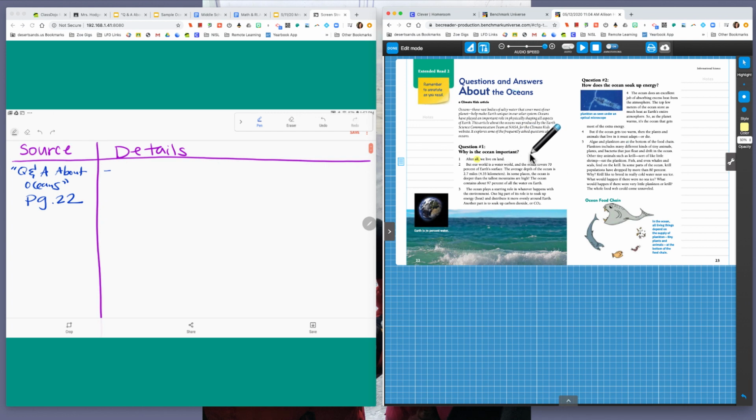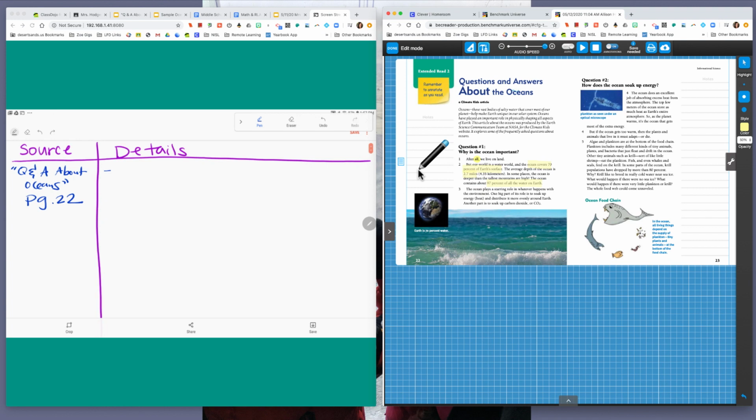After all, we live on land, but our world is a water world, and the ocean covers 70% of Earth's surface. That sounds important. The average depth, which means how deep it is, is 2.7 or 2 7/10 of a mile. That's pretty far. In some places, the ocean is deeper than the tallest mountains are high. The ocean contains about 97% of all the water on Earth. And that sounds familiar. We've talked about that in our science class as well.